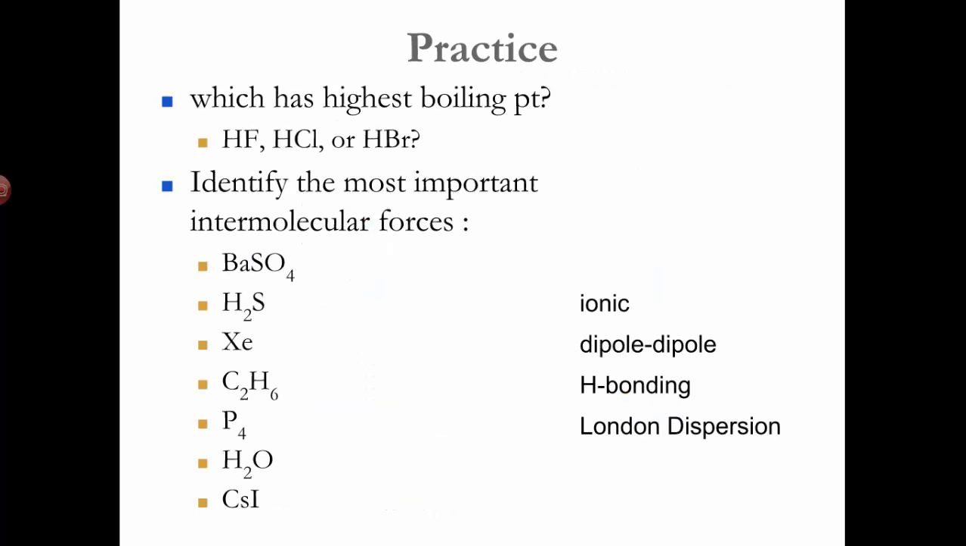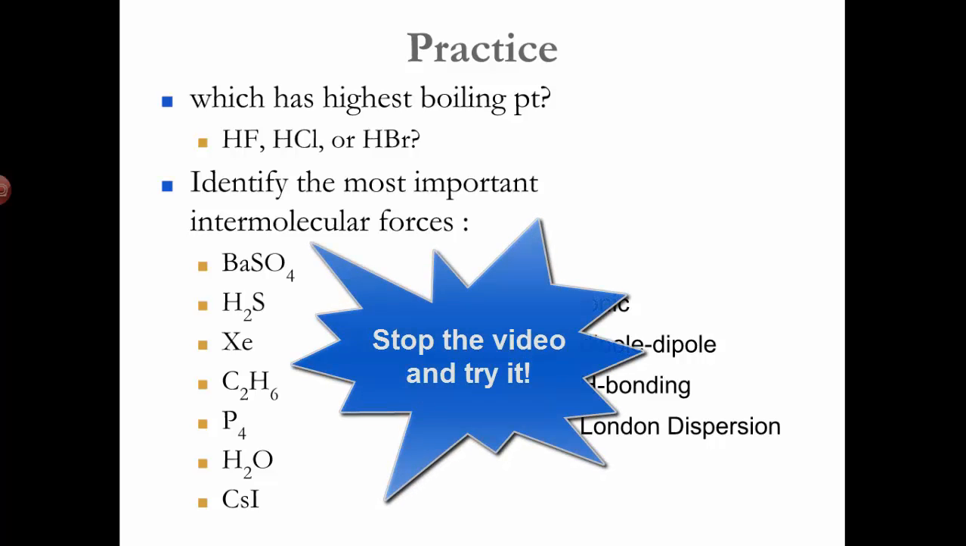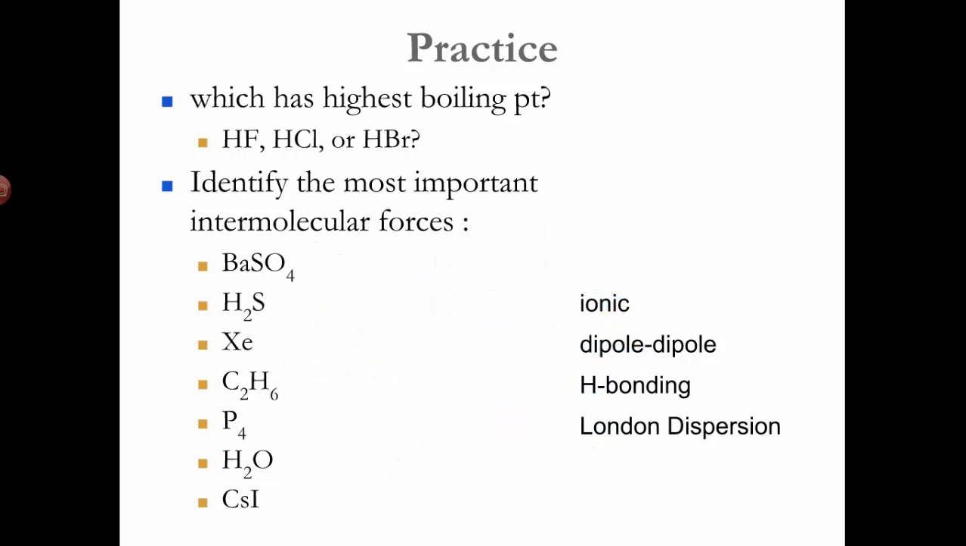Okay, so let's take a look at a couple of practice questions. I've got 3 molecules in this first one, HF, HCl, and HBr. Which one of those do you think has the highest boiling point? Stop the video, maybe take a look at the difference in electronegativities, figure out what kind of forces are present, and see if you can answer that question and come back. Got it? So what did you say? Did you say HF? HF is the correct answer.